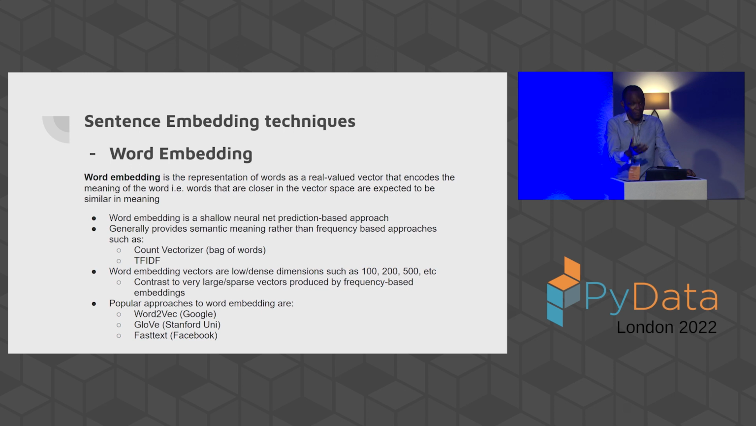There are various word embedding technologies out there. The three most popular ones that we all know of are Word2Vec by Google, GloVe by Stanford University, and I think Facebook also has something called FastText. For the work I've done here, I've been using GloVe, but I have used Word2Vec in the past, and I've also used FastText.